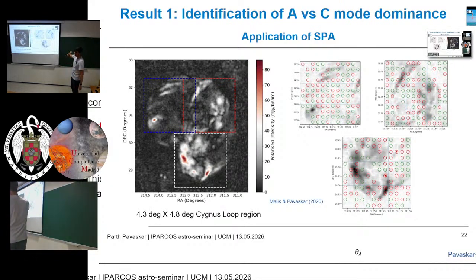And then we applied the SPA method to find out if the turbulence inside is actually compressible. And here are the 3 regions that you see in blue, red, and white, overlaid with these circles, where the green circle means it detected an Alfvén signature, the red circle means it detected a compressible signature, and if the circle has a tiny dot inside, it means it detected asymmetry as well as the compressible signature.